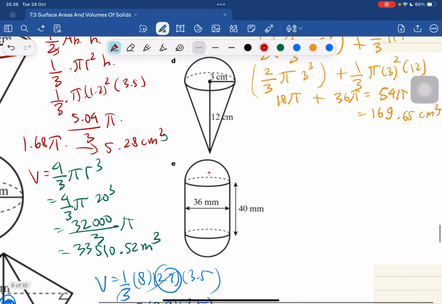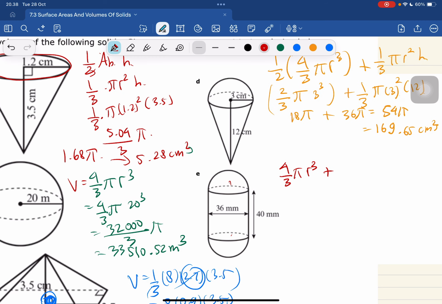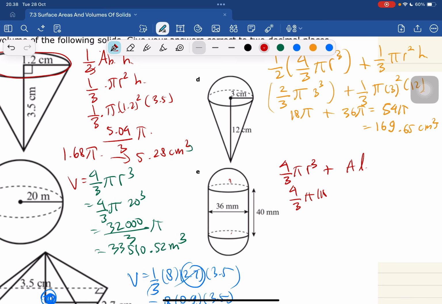Okay, we got a sphere, a half and a half is going to be one sphere. So 4/3 pi r cubed, we add with the prism. Not cylinder, this is a prism. So the area of the prism times the length. So 4/3 pi, if this is 36, so half of 36 is 18 cubed, plus the area is going to be pi r squared. We know r is 18. So 18 squared, the length is going to be 40.